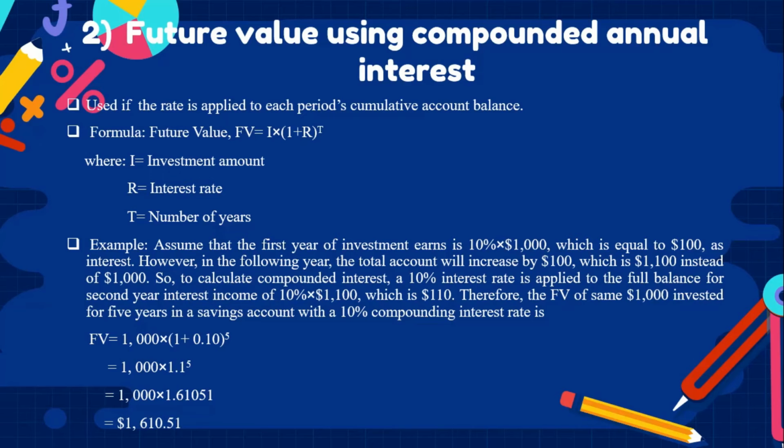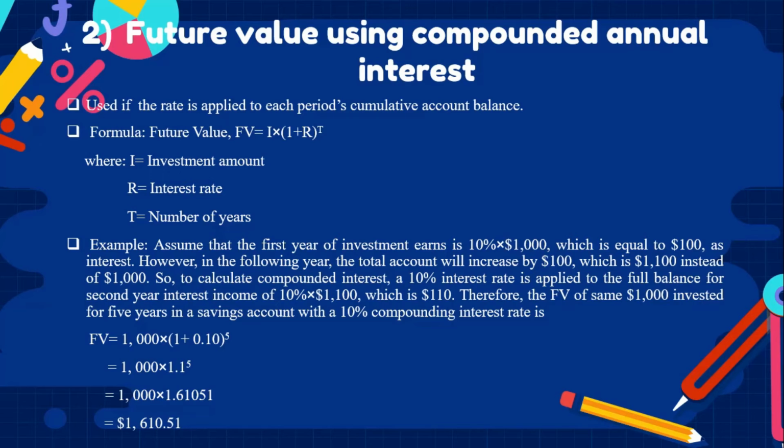For example, assume that the first year of investment earned is 10% times $1,000, which is equal to $100 as interest. However, in the following year, the total account will increase by $100, which is $1,100 instead of $1,000. So, to calculate compounded interest, a 10% interest rate is applied to the full balance for second year interest income of 10% times $1,100, which is $110.